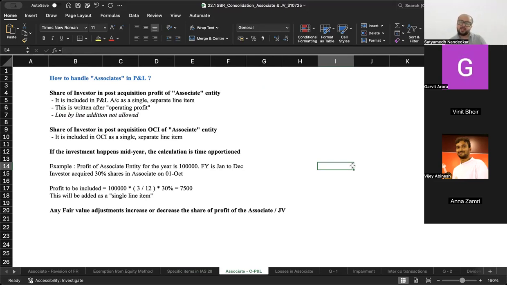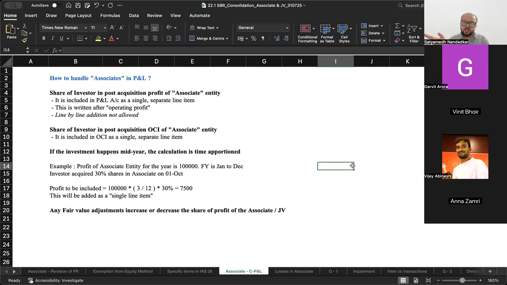See, dividend is distributed profit. So if the associate company has given you a dividend, please be aware of the fact that the share of profit has already been included, which means that is the bigger number. Now that same associate has given you a dividend. There is no point in including the dividend if you have already included the amount of investment in the associate. If you have already included the share of profit, then no need to include the amount of dividend again. That will lead to double counting.